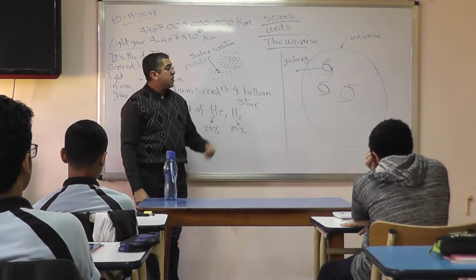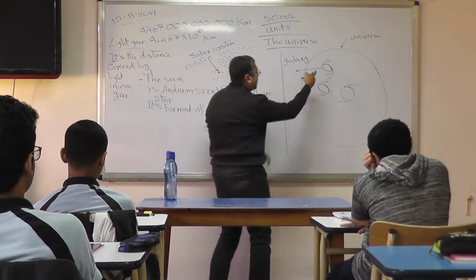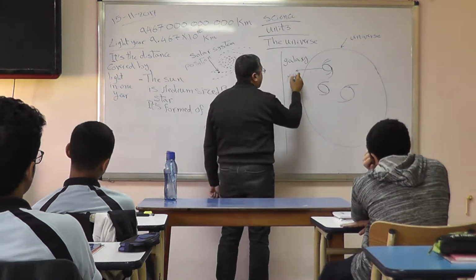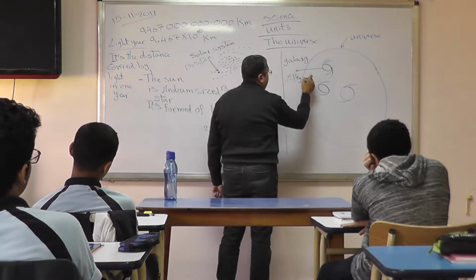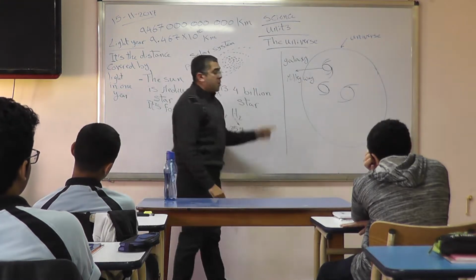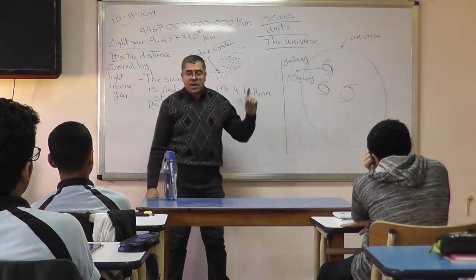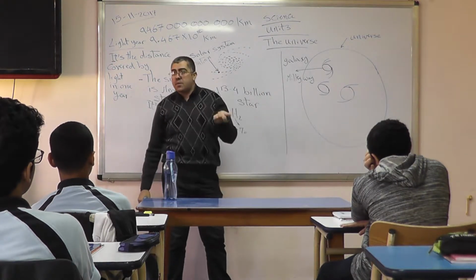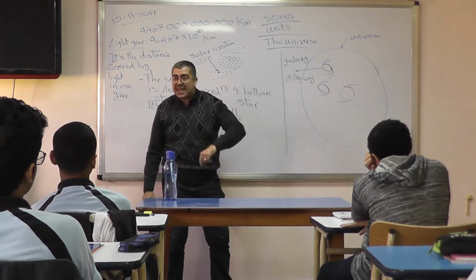Information: we have the nearest one. This one is the Milky Way galaxy. We have another galaxy near each other, or the nearest galaxy to each other.